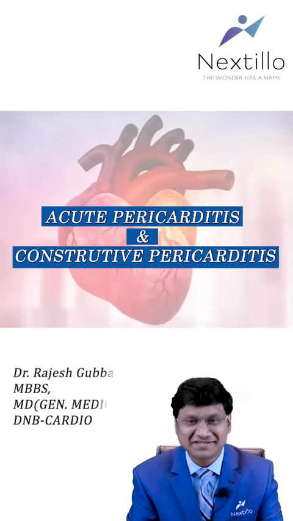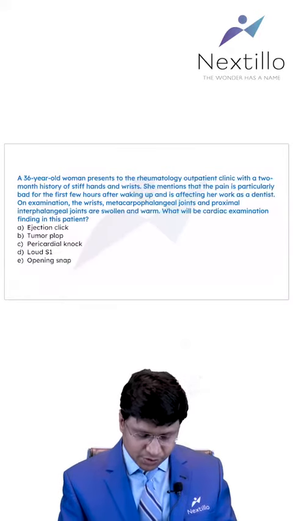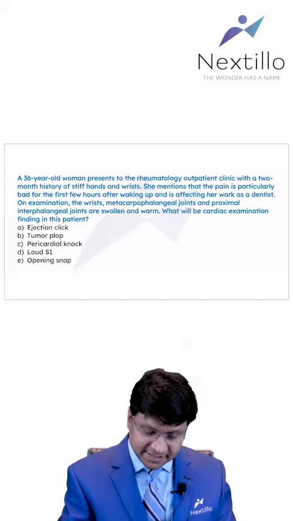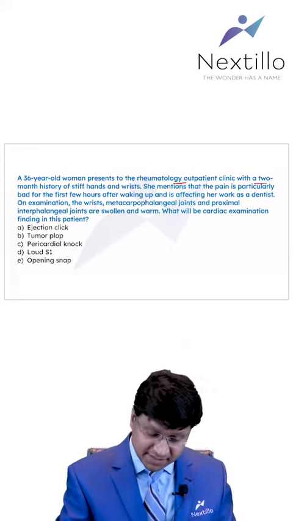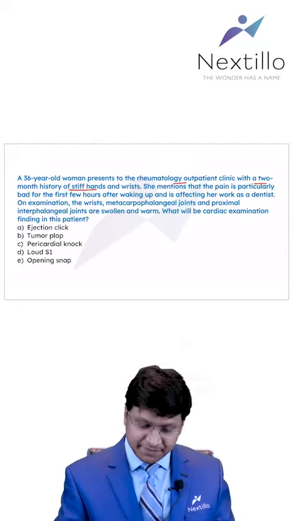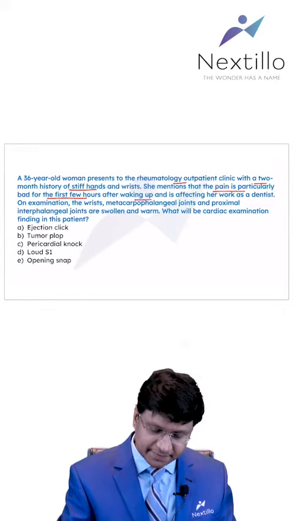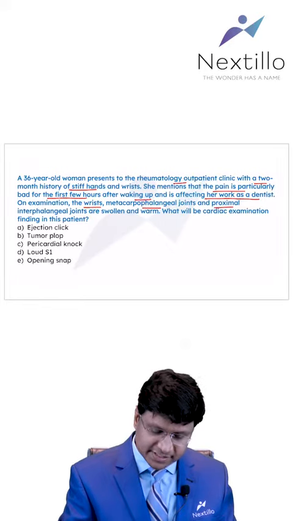So now let me discuss the multiple choice questions in the topic of acute pericarditis as well as constrictive pericarditis. So we have a 36-year-old woman who presents to the rheumatology outpatient clinic with a 2-month history of stiff hands as well as wrists. She mentions that the pain is particularly bad for the first few hours after waking up and is affecting her work as a dentist. On examination, the wrist, metacarpophalangeal joints and proximal interphalangeal joints are swollen and warm.